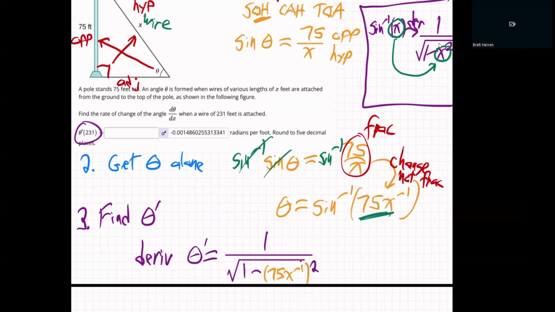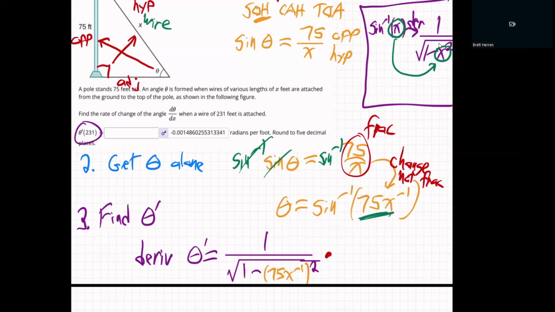Let me extend this a little. We good there? Do you see that? We're not done yet. We have a little bit more to do. But is that step okay so far? Right? I just followed this rule, except it was not sine inverse of x, it was sine inverse of 75x to the minus 1. So it's 1 over the square root of 1 minus 75x to the minus 1 squared. But why aren't we done? Because of the chain rule. You're getting used to the chain rule, right?